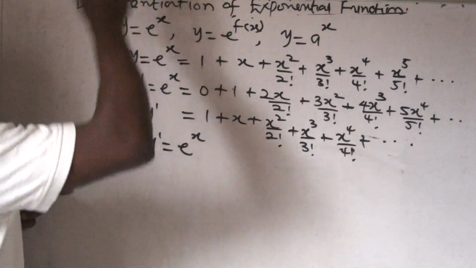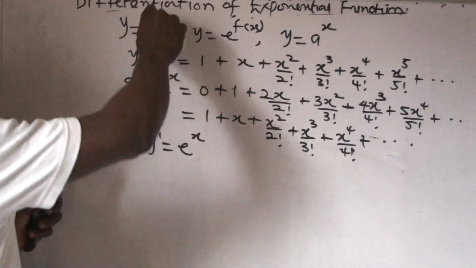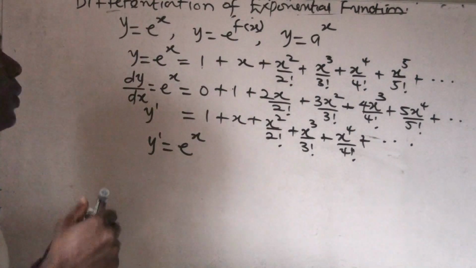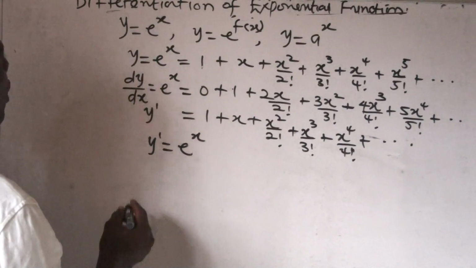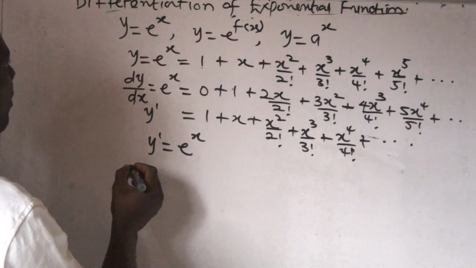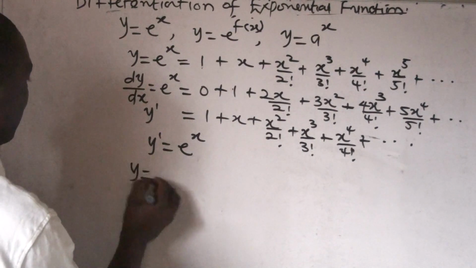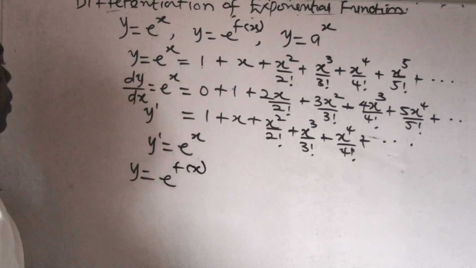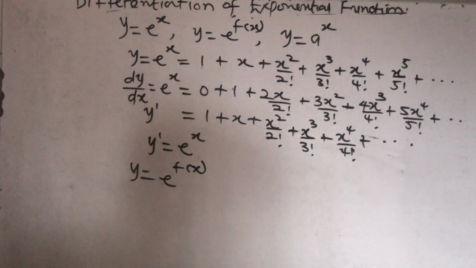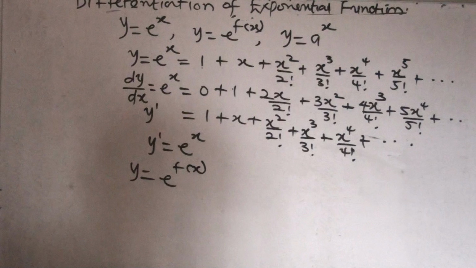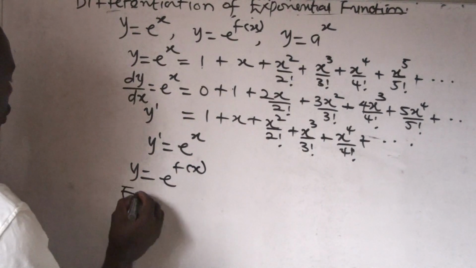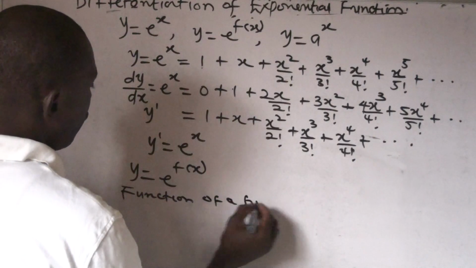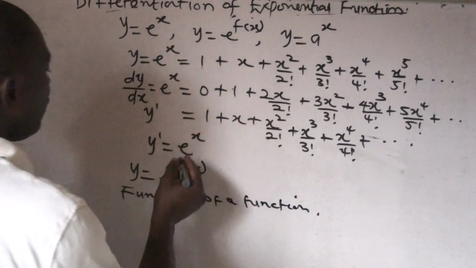But something might definitely happen if the power here is not just one number or only one function. Here we'll have to derive a formula for that. Now assuming we have y is equal to e raised to power f of x, how do we find the derivative for this function? Here we are going to use what we call function of a function to find the derivative of this.